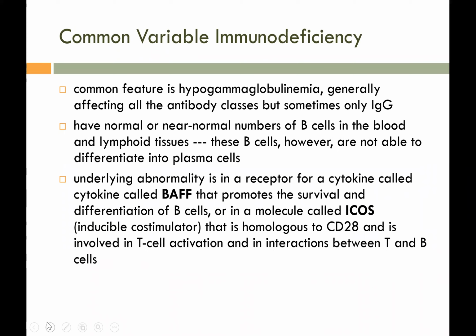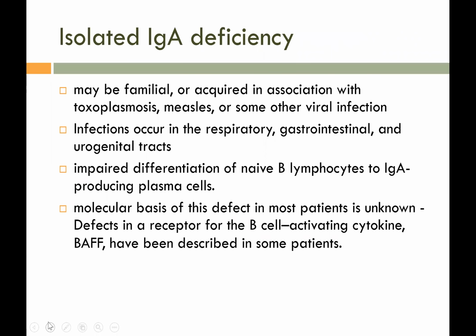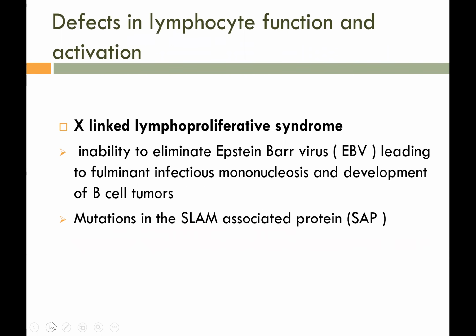For common variable immunodeficiency, again, just to emphasize some points, hypogammaglobulinemia is something that I have talked about already a while ago. It is sometimes only IgG. To add, you have now your BAFF, which is a receptor for cytokine, and of course your ICOS as additional information for this disease. I have already discussed isolated IgA deficiency. I have already emphasized that infections commonly occur in the mucosa where IgA levels are expected to be high.